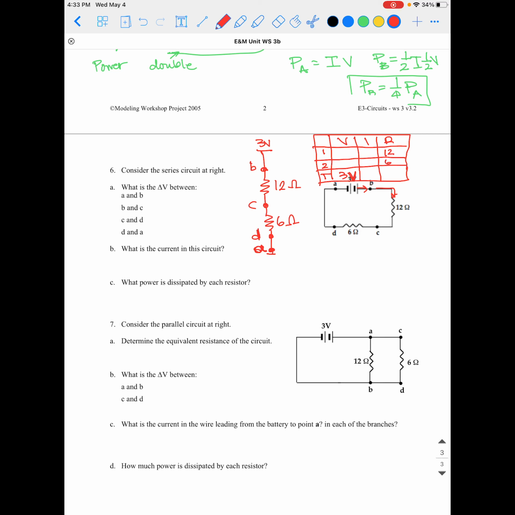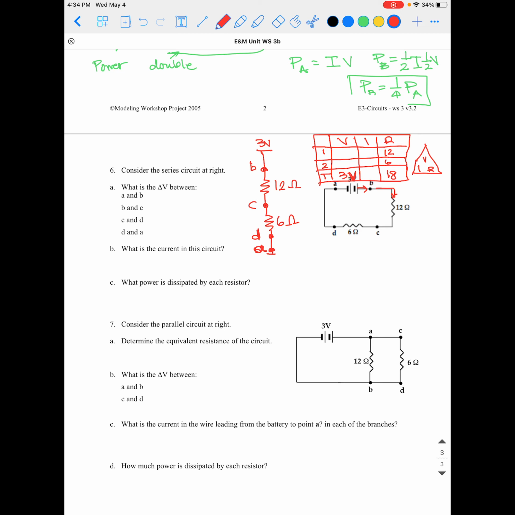And I don't know the current, but I can solve one thing. I know that in series, resistors add up. So I get a total resistance of 18. And then to get my total current, I would take my total voltage of 3 volts and my total resistance of 18, and I would solve for the current. Now, another trick I like to use is the VIR triangle, where you can use the cover-up method. Since I'm solving for current, I just take my 3 volts and my 18 resistance, and I get 1/6.